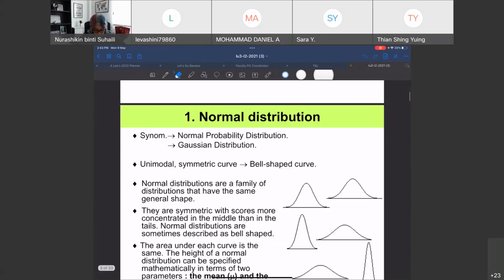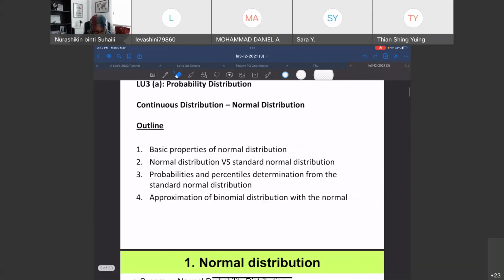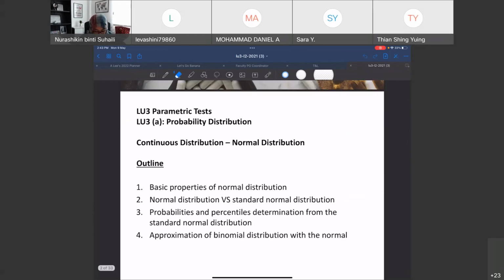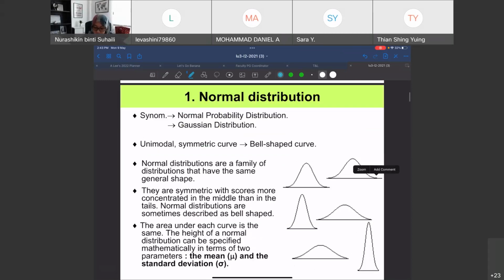Here is the outline of today's topic. We're going to look at the basic properties of the normal distribution; normal distribution versus standard normal distribution, and what the difference is between the two; probabilities and percentile determination; and approximation of the binomial distribution with the normal. So there are 4 subtopics under this topic.